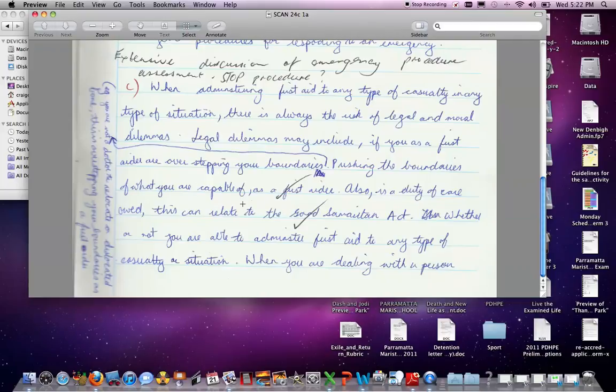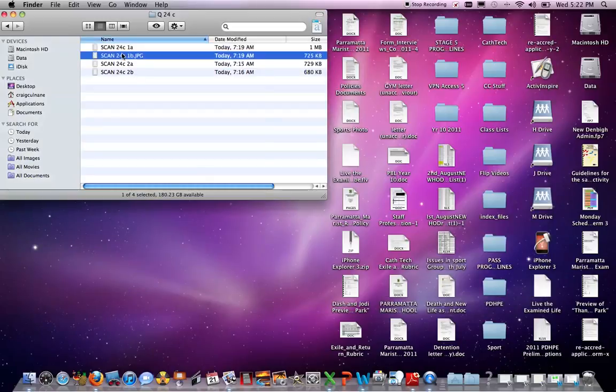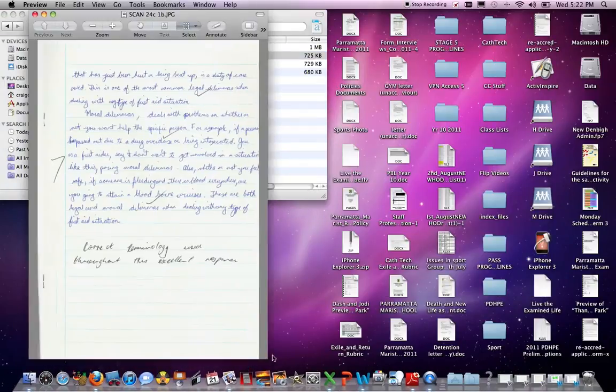Here we've been given a grounding point where we've spoken about that it's a legal dilemma, plus we move into looking at moral dilemmas that are judgment calls that students need to make, that first aiders need to make. We can see here the discussion of the Good Samaritan Act, which is evidence of legislation or an understanding of the legislation that's in place in New South Wales that assists the first aider. The answer continues on.